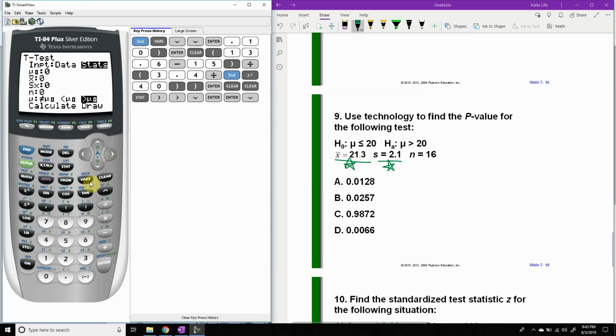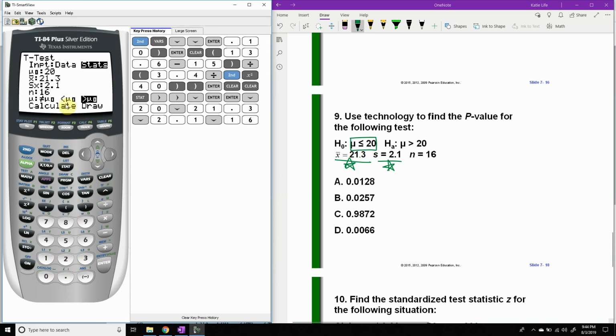And then I'm going to scroll down and enter in everything that's given to me. I know that the population mean is assumed to be 20, so I'm going to enter 20 in here. X bar is 21.3. Sample standard deviation is 2.1. And N, our sample size, is 16.